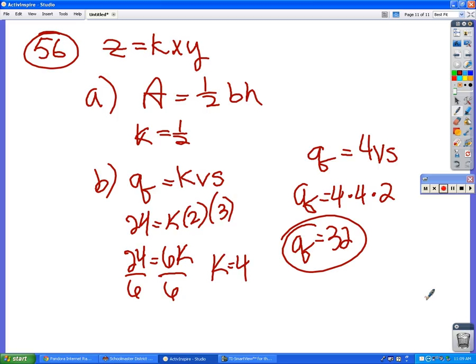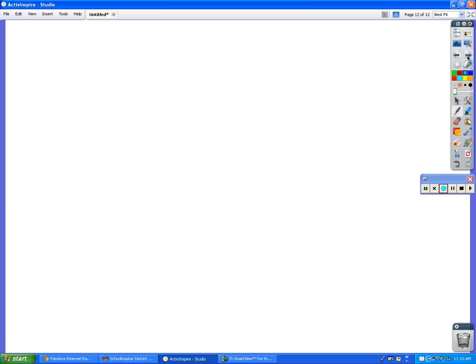Okay, so you see what we did there? That's a lot of steps. First, we plugged in the 3 numbers they gave us to figure out what k was, and then we used the value for k that we figured out and plugged in the 2 new numbers to figure out what q is. All right, and then what kind of craziness happens for part C?